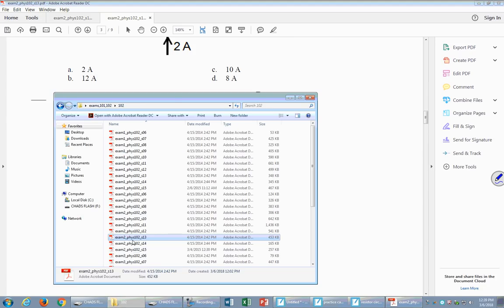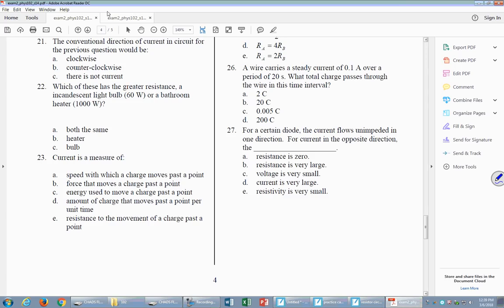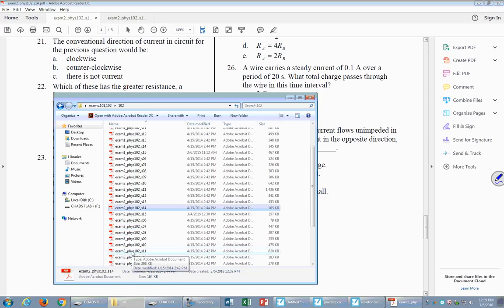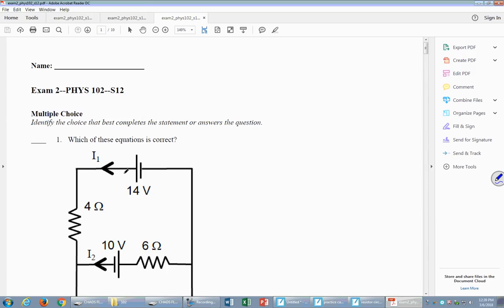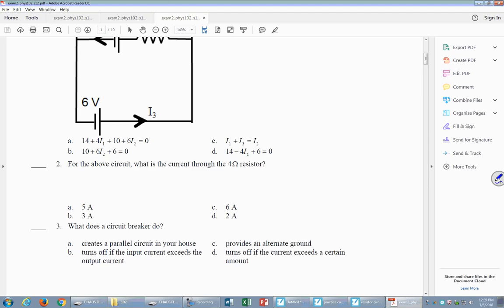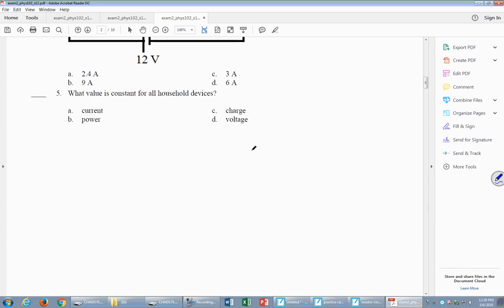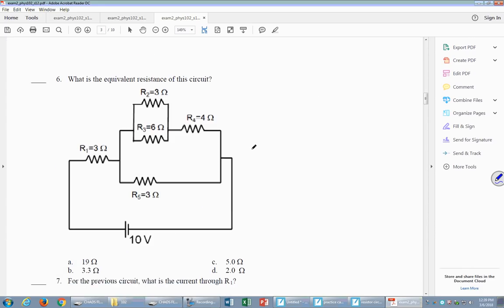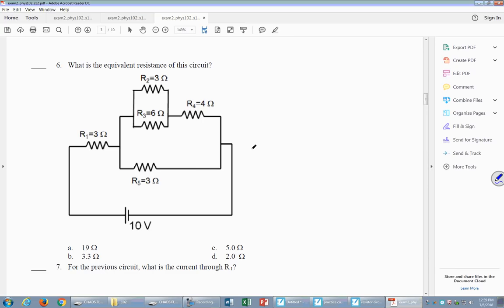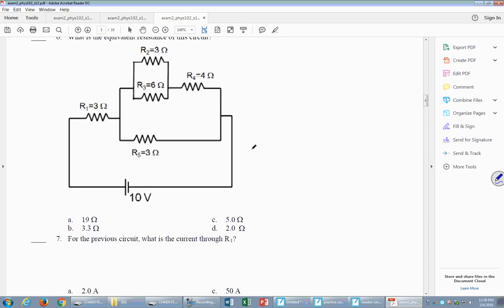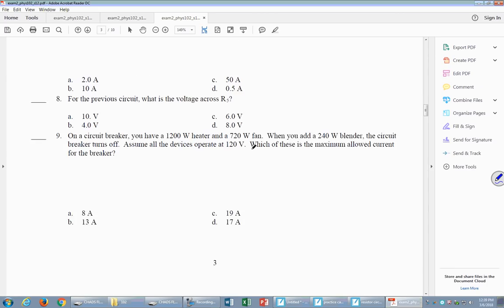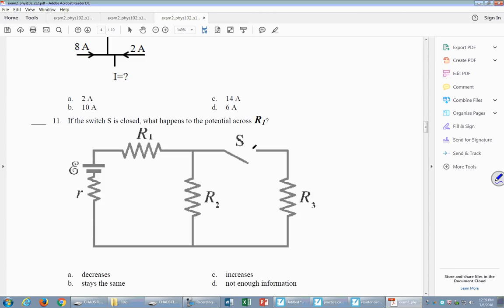Okay, let's look at spring 14, I guess. Well, that's this one. Let's look at spring 12. Anything stand out to you? Do another circuit problem.